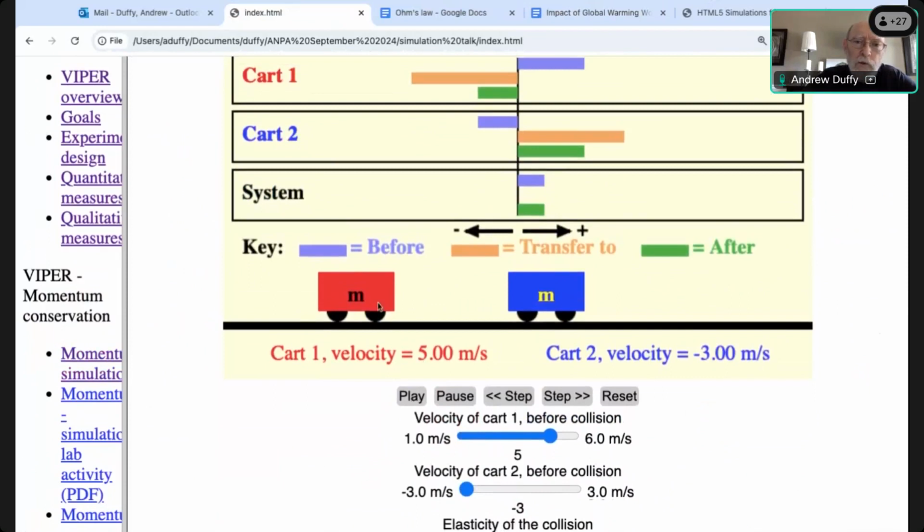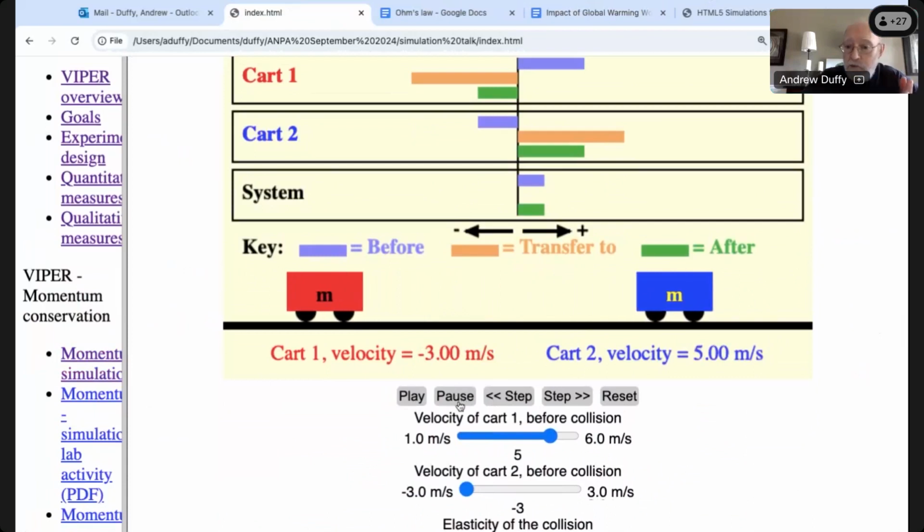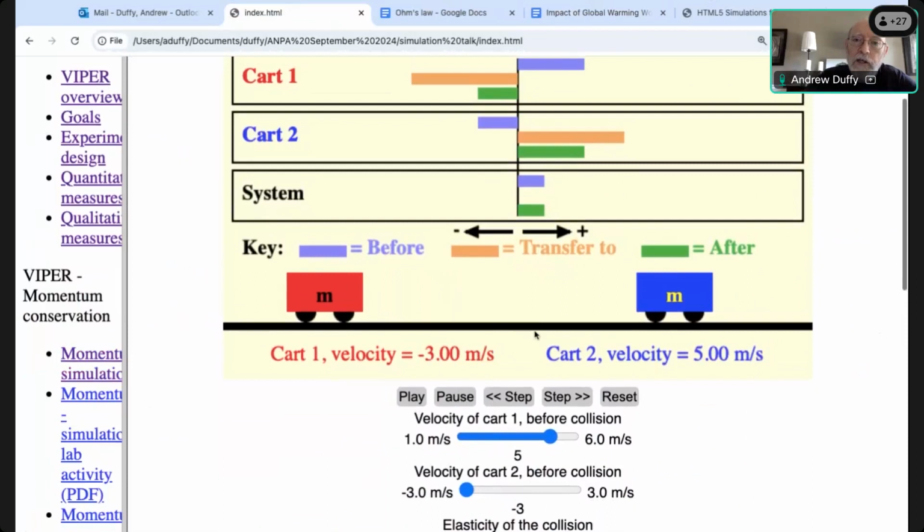So it's a pretty, okay, these carts are equal mass. This guy's coming in pretty fast, 5 meters per second. This guy's moving left at 3 meters per second. So let's see what happens in this collision. It's an elastic collision, this one. Okay, so here's the outcome. And they just switch identities, actually, because they're equal masses. So that's kind of fascinating.